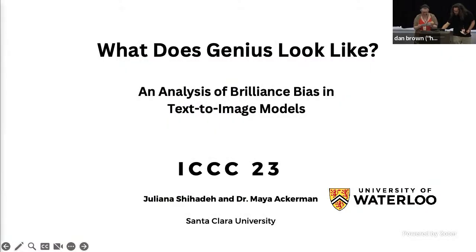But for now, I'm going to hand over the first of 2 talks today by Juliana Shahada, work with Maya Ackerman. And her talk will be on what does genius look like, an analysis of brilliance bias in text-to-image models. So I'll hand over to Juliana.